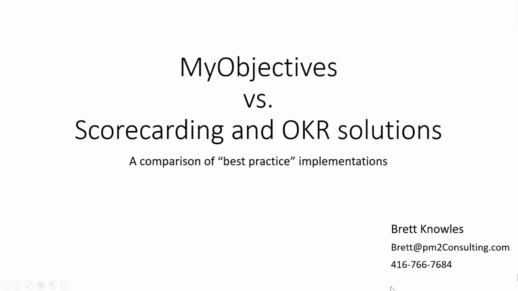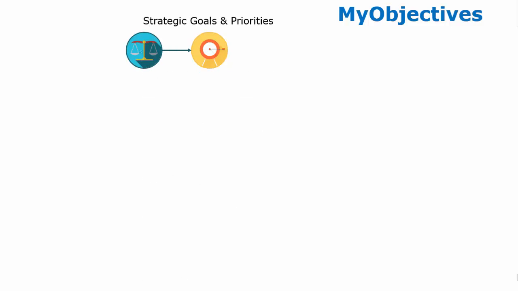So let's talk about MyObjectives. The way it works is overall we should be able to identify the corporation's or organization's goals, and we're going to add to that the strategic priorities. Because of course a goal that is more strategically important is more important for us to follow up on and make sure happens.